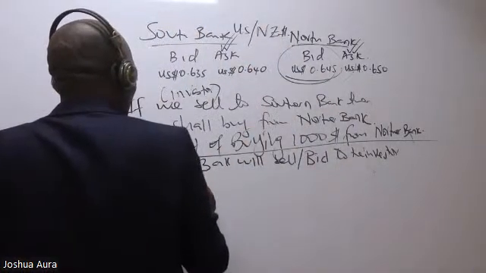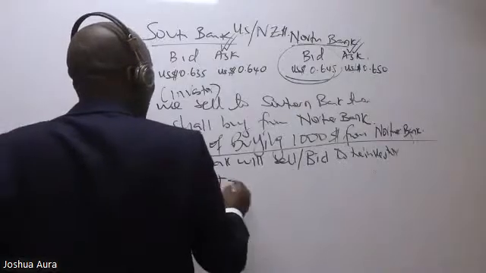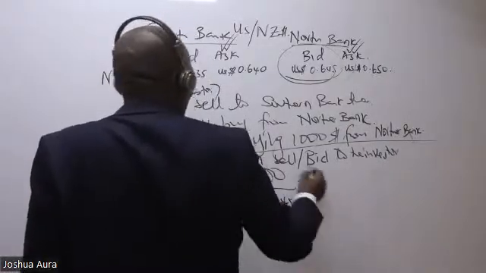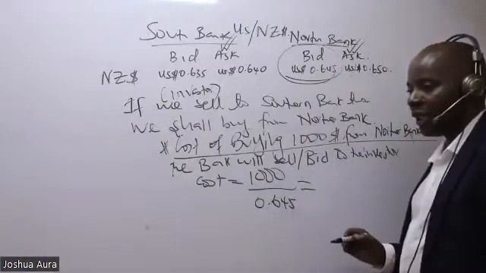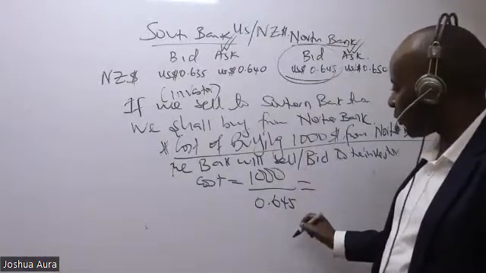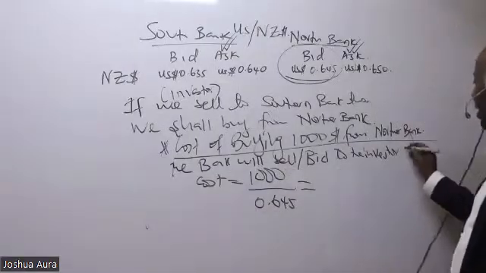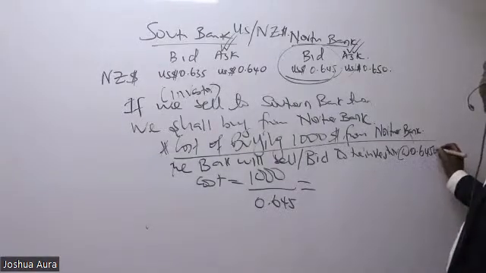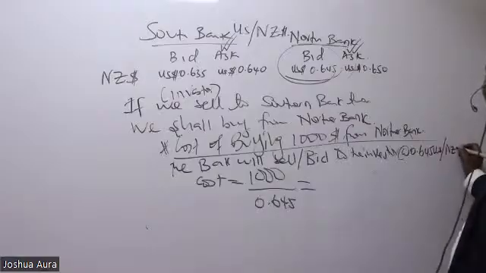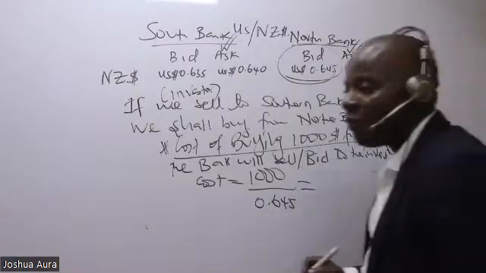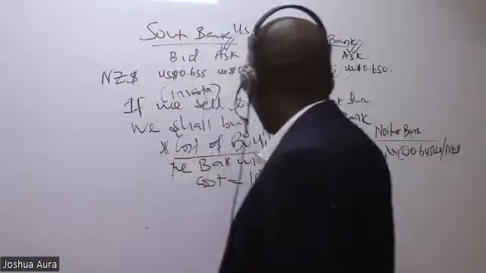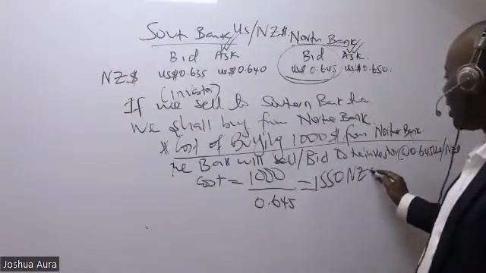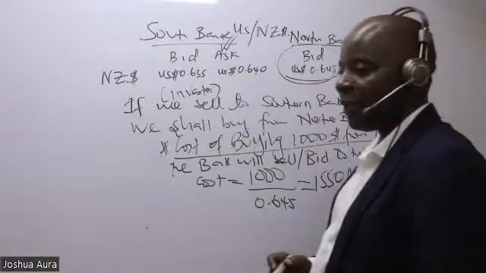So we are saying here that, ladies and gentlemen, the cost here will be the $1,000 divided by 0.645. What figure are we getting here, somebody? 1,000 divided by 0.645. So the bank will sell, stroke bid, to the investor at 0.645 US dollars per New Zealand dollar. So they're giving me a figure of 1550 New Zealand dollars.